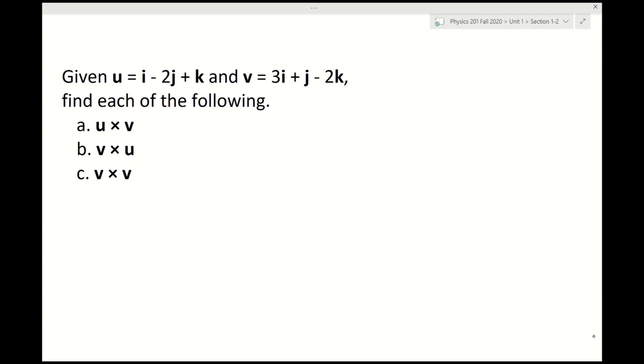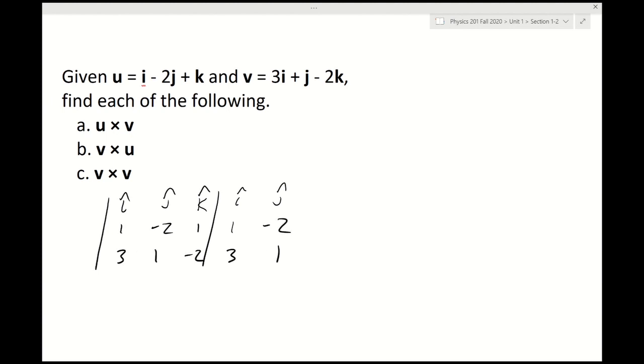We'll practice one of these just like we did before, and then I'll let you practice them on your own. So for A, we have i, j, k, i, j. 1, negative 2, 1. And then it's still going to be a 1 and a negative 2. And then 3, 1, negative 2, 3, 1.